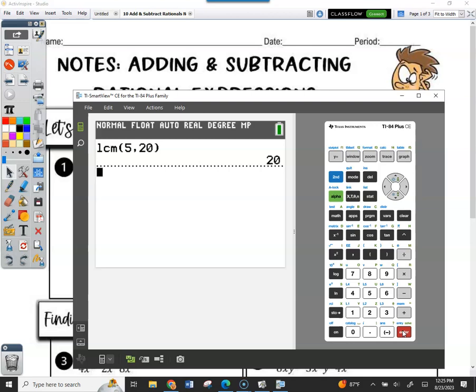Well, denominator is the bottom of the fraction. Multiple meaning is, if you were to sit down and list all the numbers that 5 can multiply to produce, you get 5 times 1, times 2, times 3, times 4. Repeat with 20, you get 20, 40, 60, sorry. And then it's the smallest number that they both have in common.